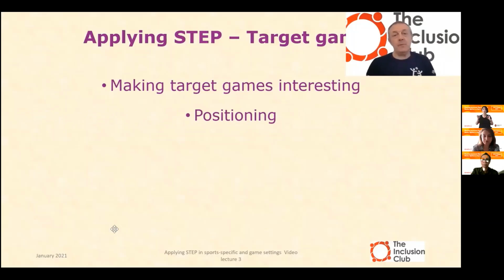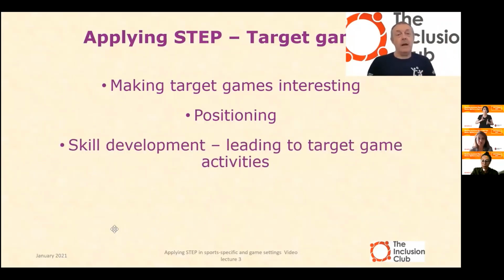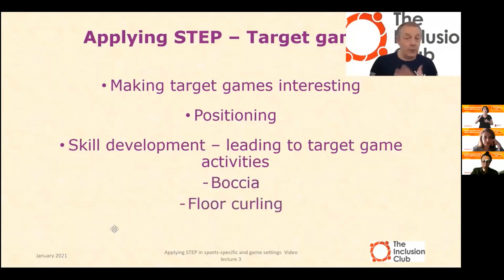And also positioning. Positioning is quite vital. A lot of target games are static. And so the position that a person is in relation to the target is very important. And then looking at skill development, which leads to target game activities. So we can look, for instance, at boccia and then we'll look at this game called floor curling.